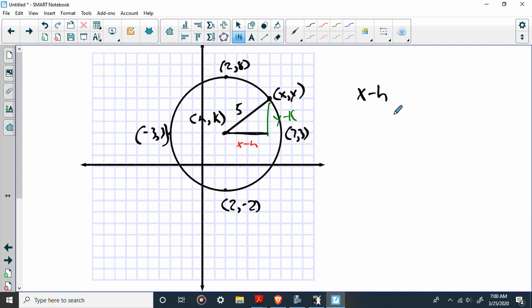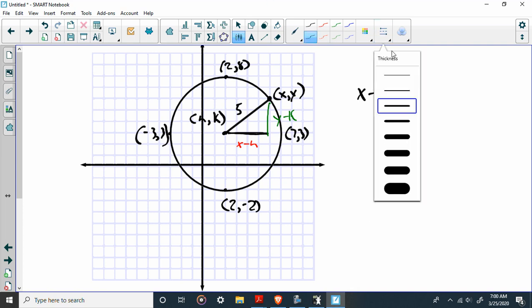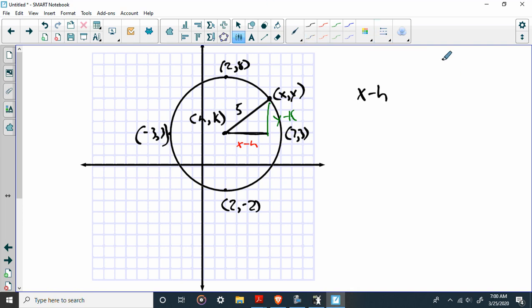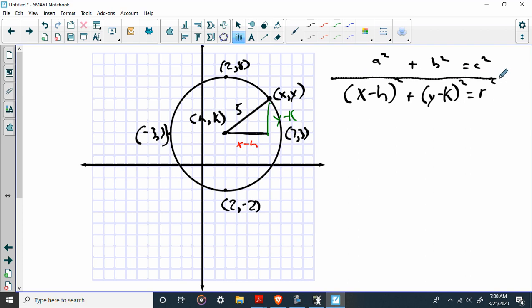So if I was so inclined, I can go ahead and make myself a little equation here. I can say X minus H squared plus Y minus K squared is equal to the radius squared. That's A squared, B squared, C squared. Okay? So again, this is how you find the equation of a circle.